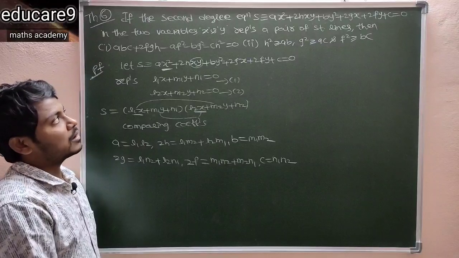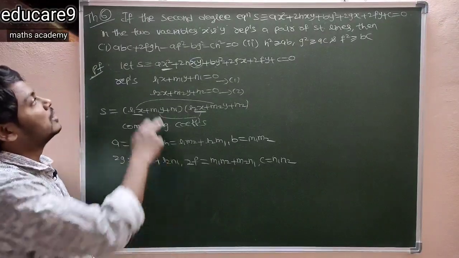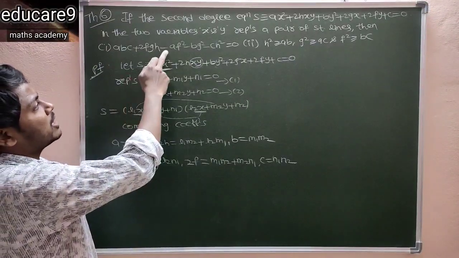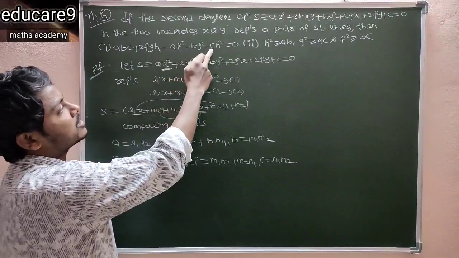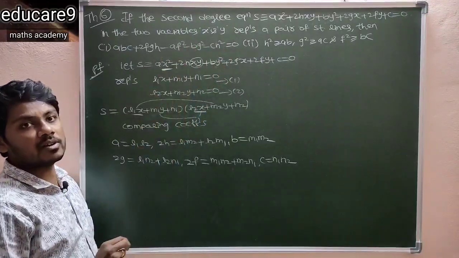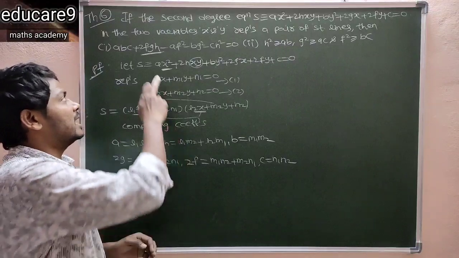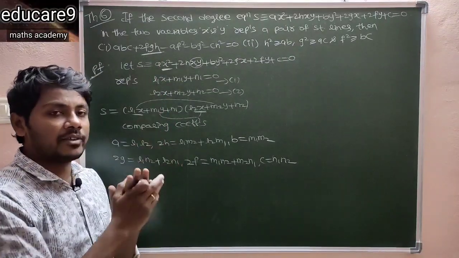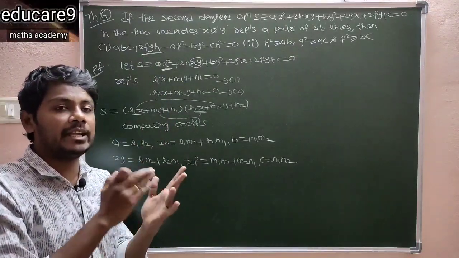Now see here, the first one you need to prove is abc plus 2fgh minus af square minus bg square minus ch square equals 0. Once you observe here clearly, these three are products of the terms f into g into h.